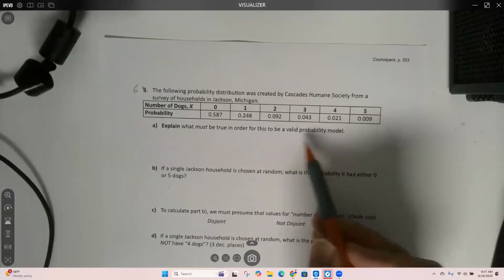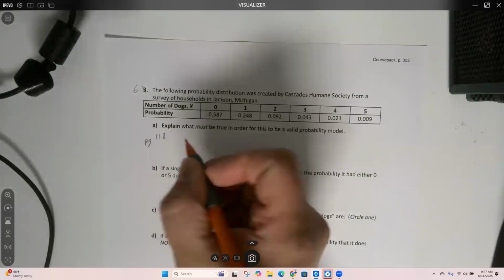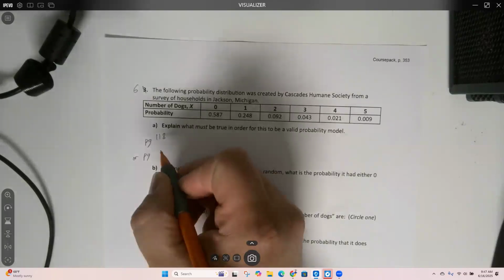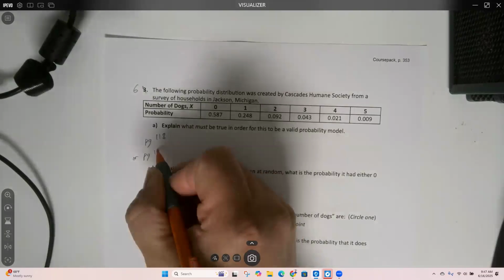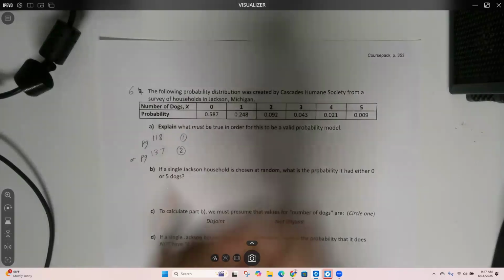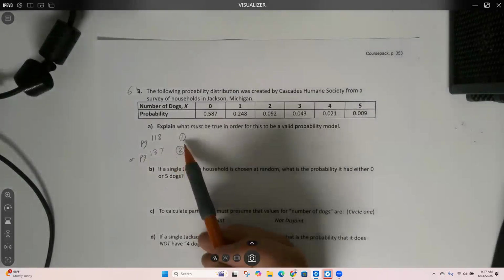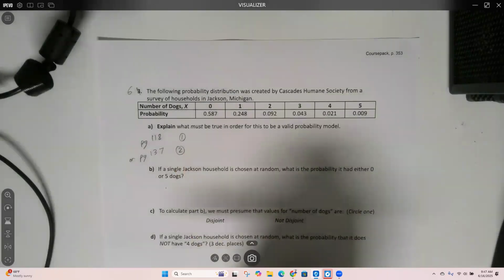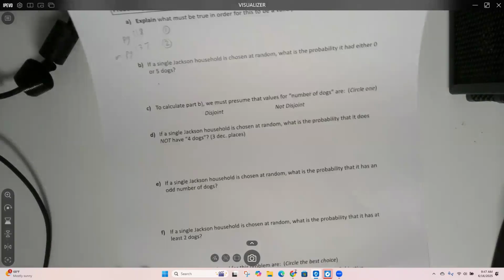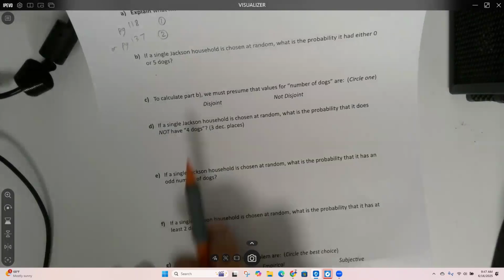So we talk about probability models on page 118 or page 137. There are two explanations, so there you go. Let me see. Okay, just jumping around a bit.